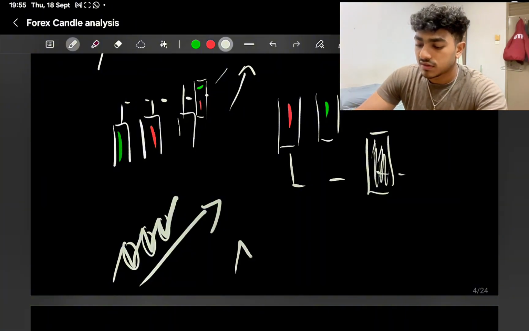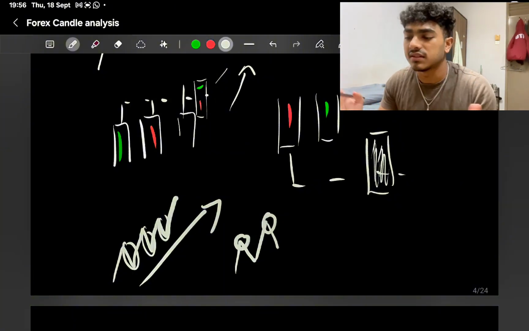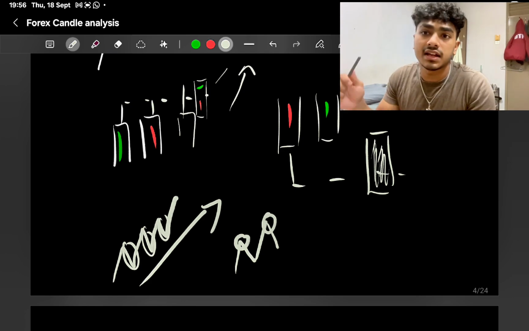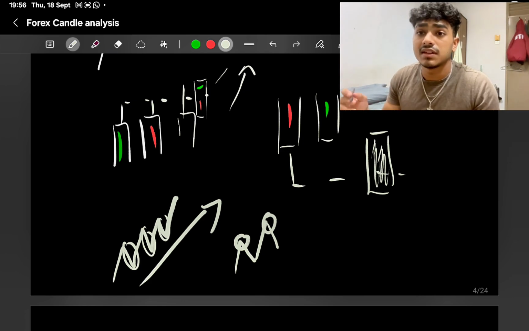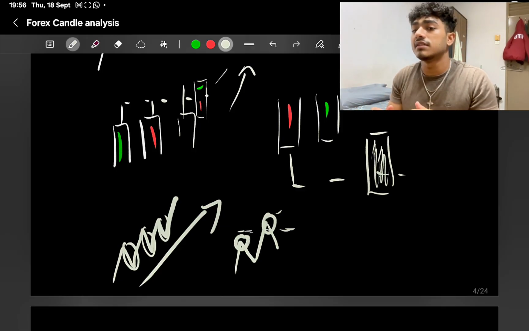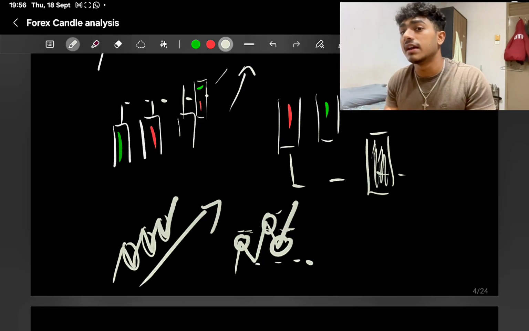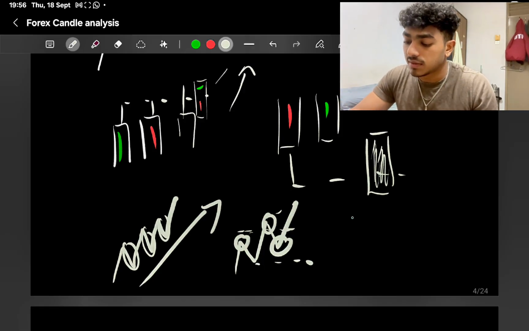So how it usually goes is, this is a higher high. This is a higher low. When you have higher highs and higher lows, it means it's an uptrend. How do I know exactly it's an uptrend? Because it's moving higher. This high is higher than the previous high, so that means it's an uptrend. This low is higher than the previous low. Higher highs, higher lows. Same thing.